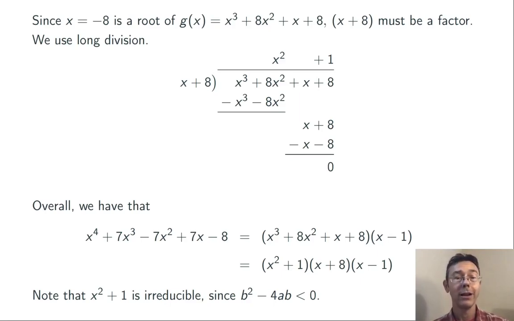Fortunately, that quadratic is irreducible. There's no way to factor x squared plus 1 just using the real numbers. I can tell that just by looking, for example, by noticing that the discriminant, b squared minus 4ac, is negative. So I really am done factoring this polynomial. It can't go any further.